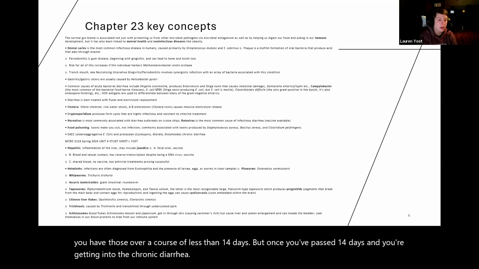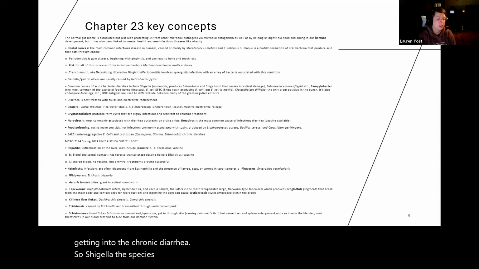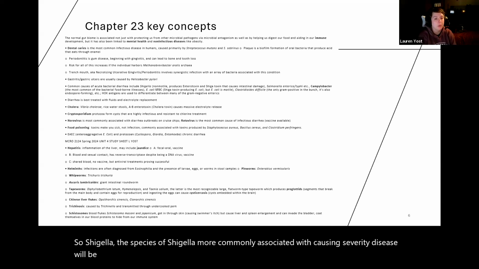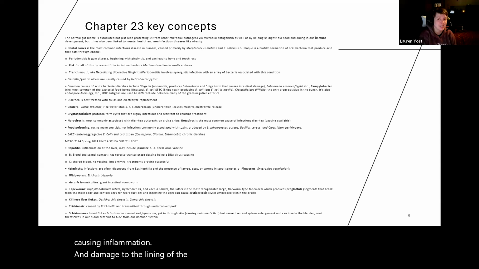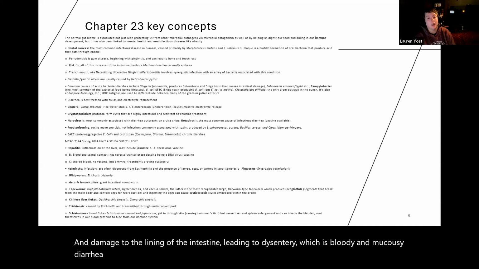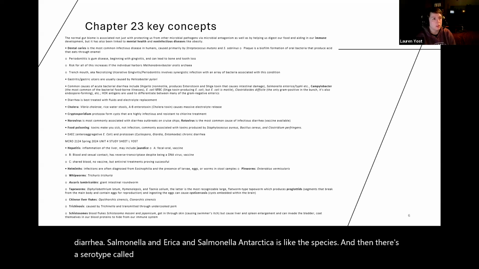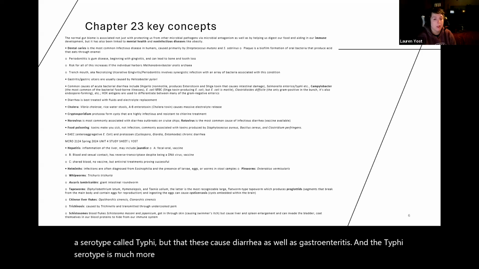So Shigella, the species of Shigella more commonly associated with causing severe disease will be Shigella dysenteriae, which produces an enterotoxin and Shiga toxin, which are associated with causing inflammation and damage to the lining of the intestine, leading to dysentery, which is bloody and mucousy diarrhea. Salmonella enterica is the species, and then there's a serotype called Typhi, but these cause diarrhea as well as gastroenteritis, and the Typhi serotype is a much more severe version.